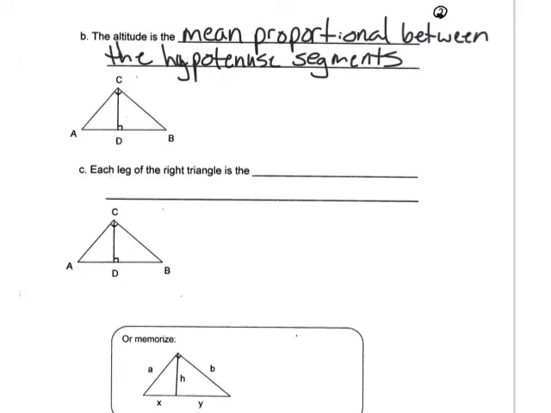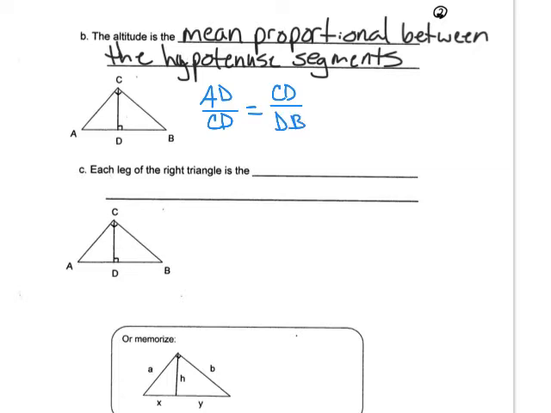How would you set that up to solve? Remember, the mean proportional means whatever that measurement is, whether it's the variable or whether you have a value for it, that little altitude is going to go lower left, upper right. And then the other two segments, AD and DB.